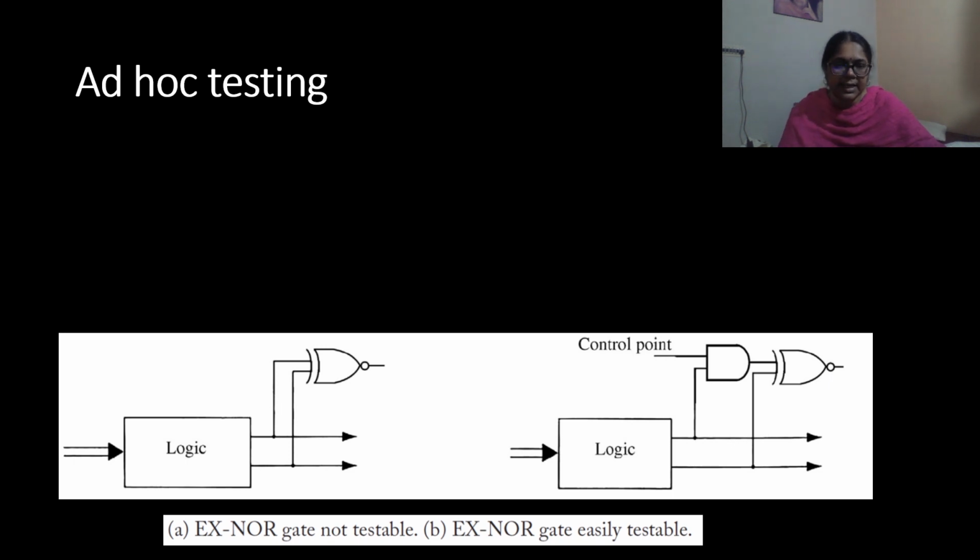So to test for the stuck-at-1 fault at the output of the XNOR gate, we are setting the control point to logic 0, and the input combination that we give will be given in such a way that the second output of the logic will be 1, so that 1 is given as second input to the XNOR, so that it should produce logic 0 as the output. But if it produces logic 1 as the output, it implies that the output of the XNOR gate is stuck at 1.